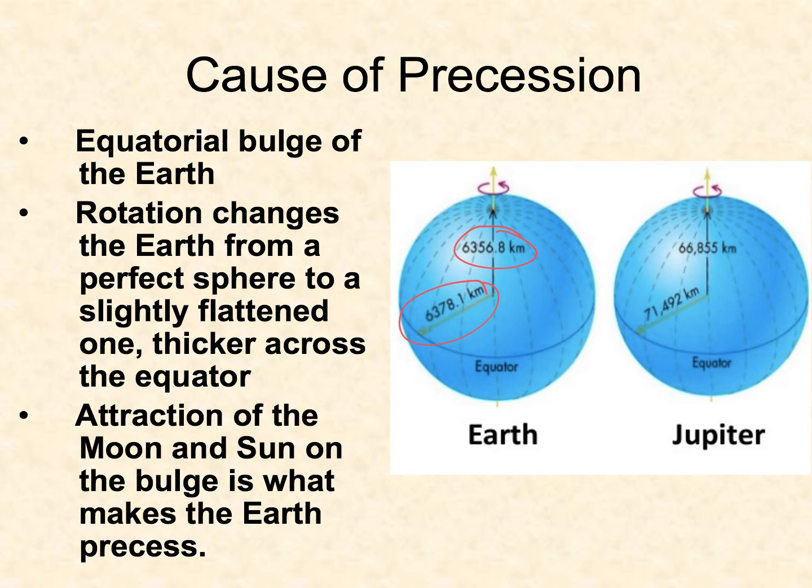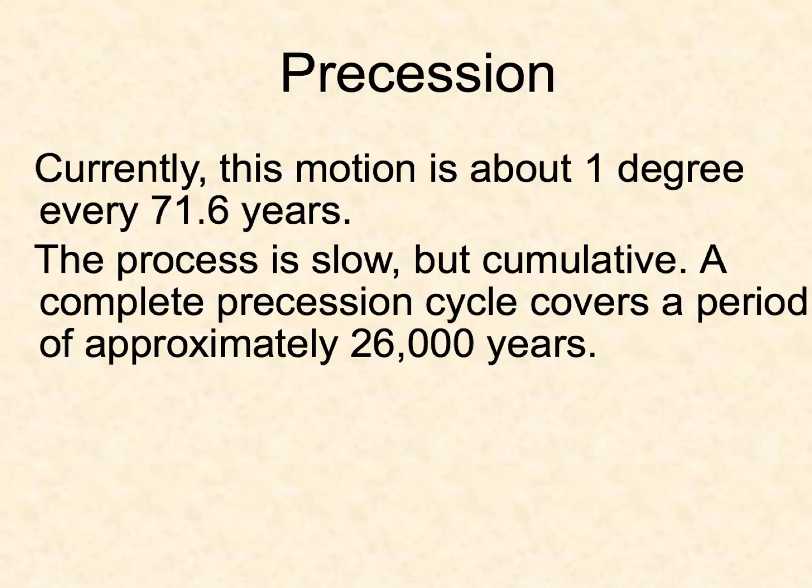But as the sun and moon pull on the Earth, this causes Earth's precession. This change is very slow, about a degree every 72 years. So for your entire life and many more generations, Polaris will still be the North Star. But this slow movement does add up over time. The complete cycle takes about 26,000 years.